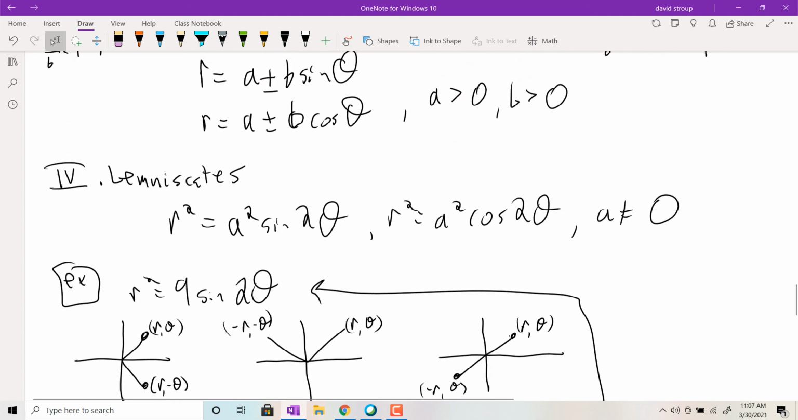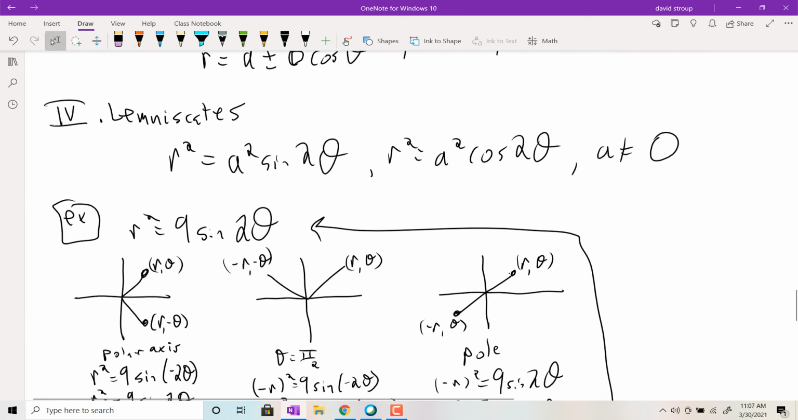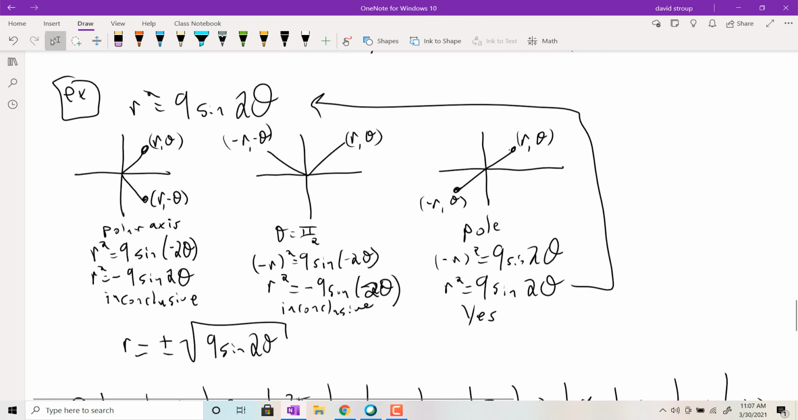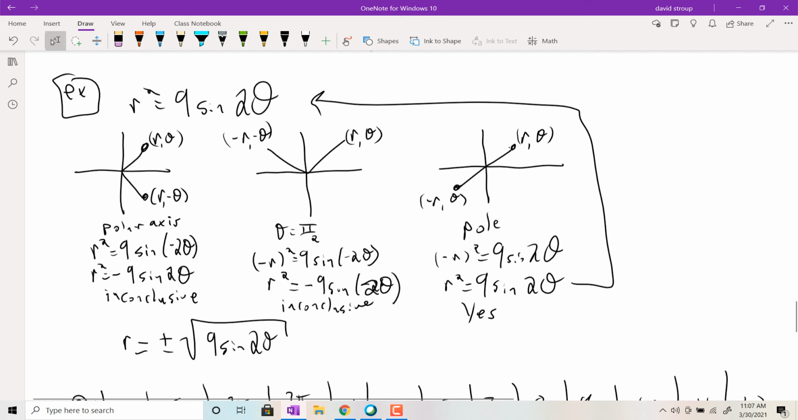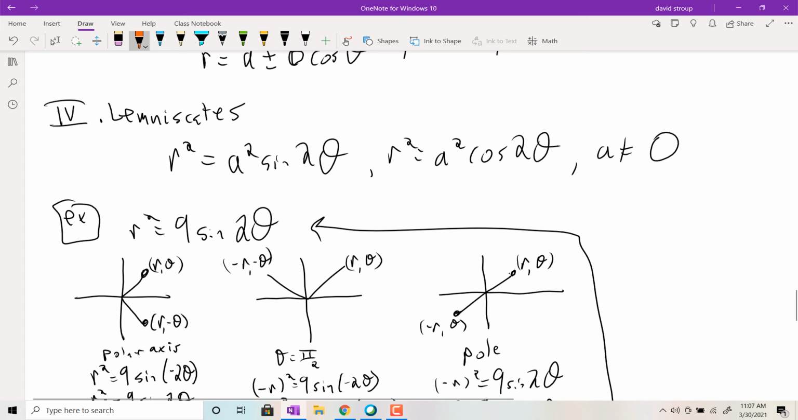The cosine version, then, if you think about it, the cosine's an even function. It's going to have that pi over 2 symmetry. It's also going to have the polar axis symmetry. And so what do these guys look like? This one always looks like a tilted bow tie. And then this guy looks like a horizontal bow tie due to its symmetry and where it's starting.